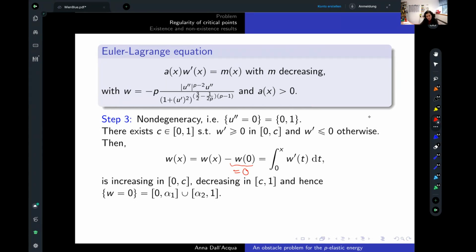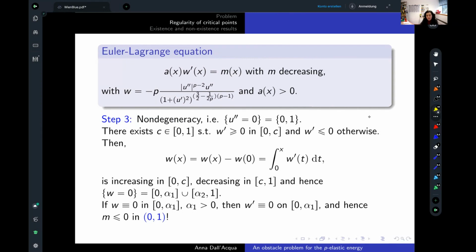So this we know. So let's assume that we are in this case. So there exists an alpha 1 strictly positive such that w is identically equal to 0 in a small interval containing 0. Then the derivative of w will also be identically 0 in that interval.